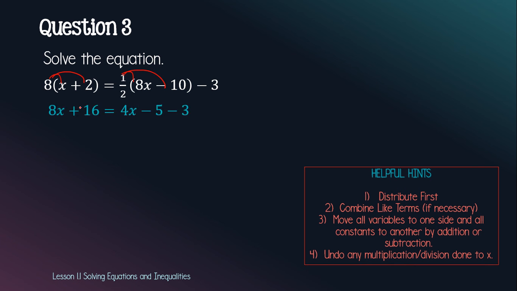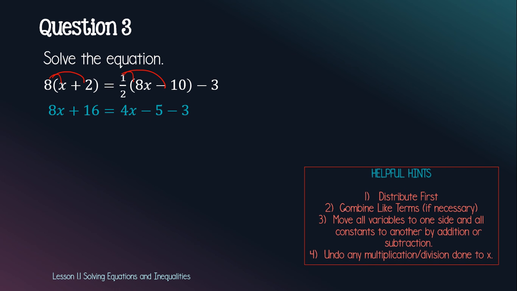So I end up with 8x plus 16 equals, and then 1/2 times 8 is 4, so 4x, and then 1/2 of 10 is -5. That was a minus, that's why it's negative. And then I just tack on that -3 at the end because it was already there. I'm just bringing it down.